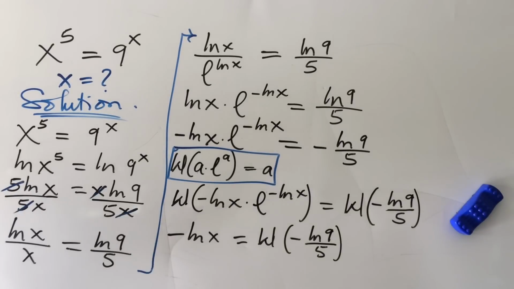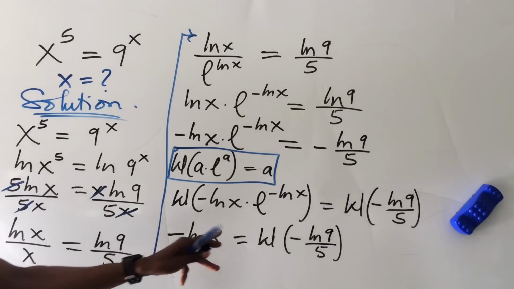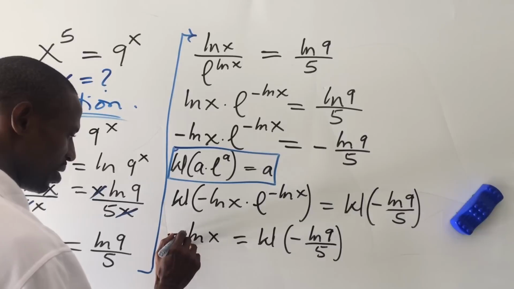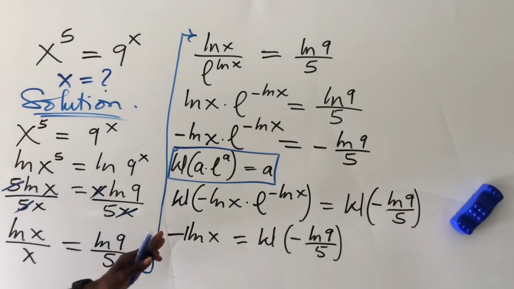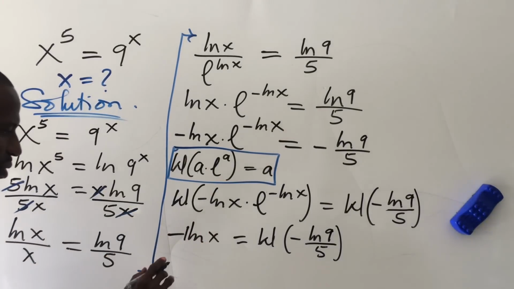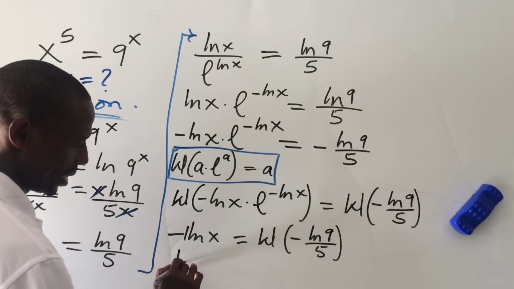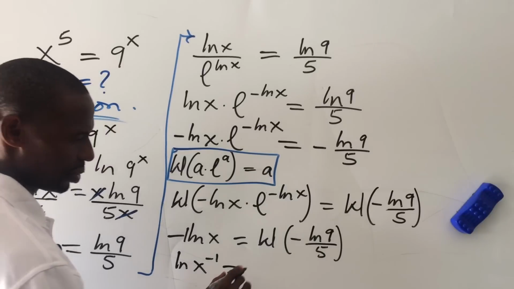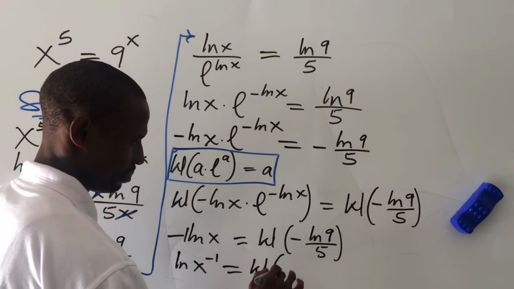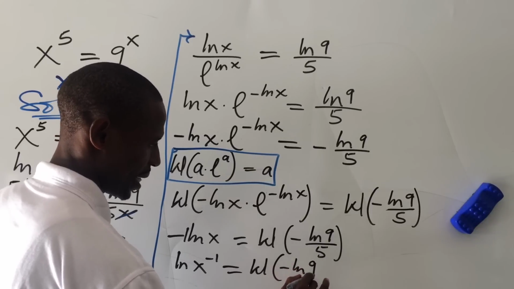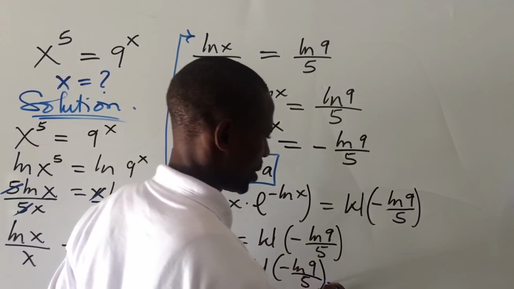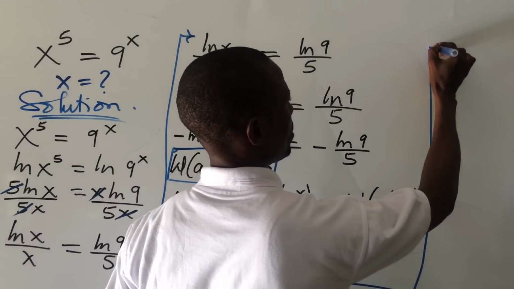Good. So how do we get our x now? Move this to the other side, according to the law of logarithm. Here we have an invisible 1. So if we move this minus 1 to this side, we're going to have x to the power of minus 1 equal to W bracket minus ln of 9 all over 5, close bracket. Again, let's proceed on this other side and see where this gives us.